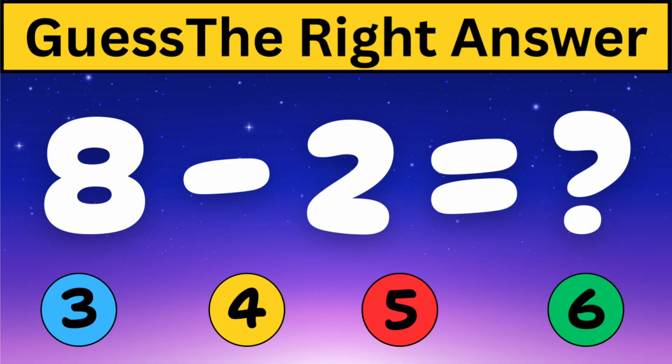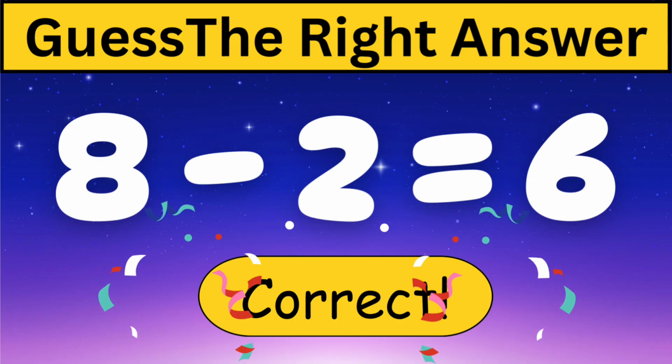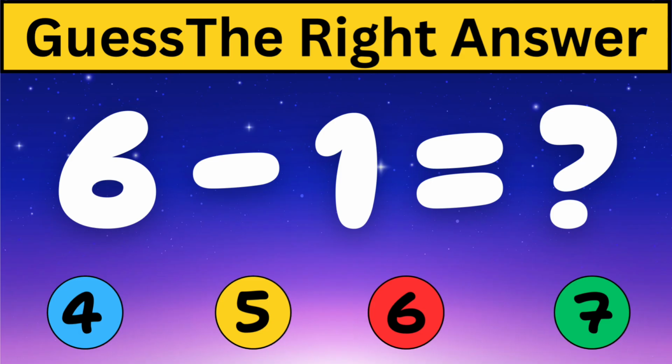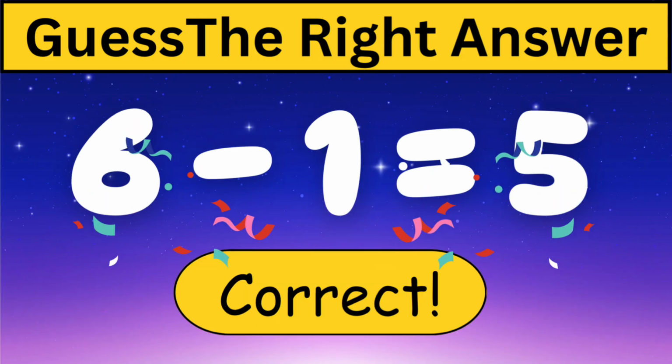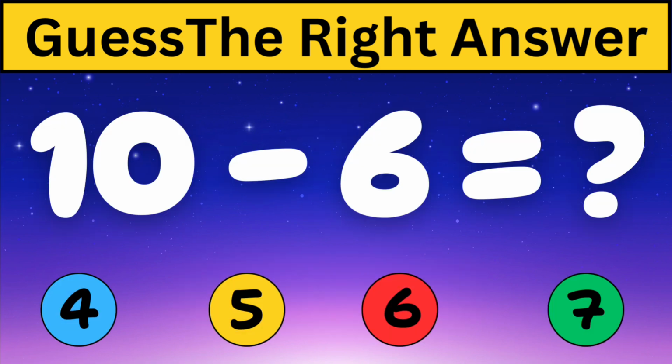8 minus 2 equals. The correct answer is 6. Excellent. What is 6 minus 1? Correct. It's 5. Well done. Next question. 10 minus 6 equals.